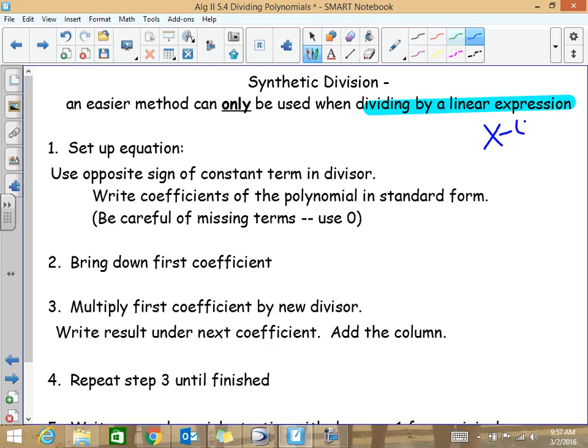So like x minus 4 is a linear expression, right? That was just on your test. X plus 3 is a linear expression. So this shortcut method we're going to use, you can use it and you want to use it anytime you're dividing by something that's got x to the 1st in it and nothing higher, okay?